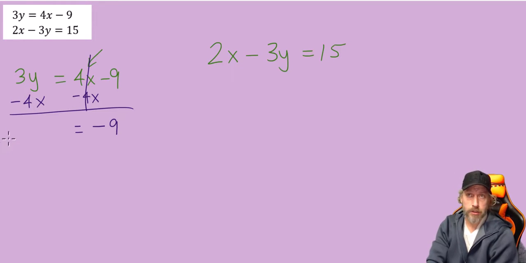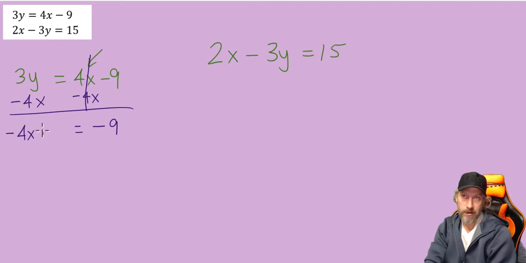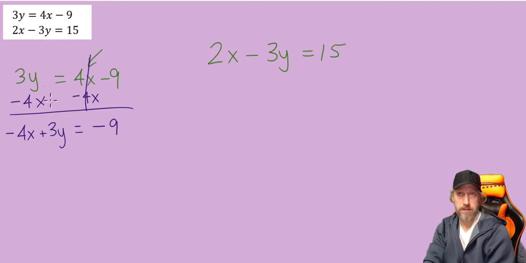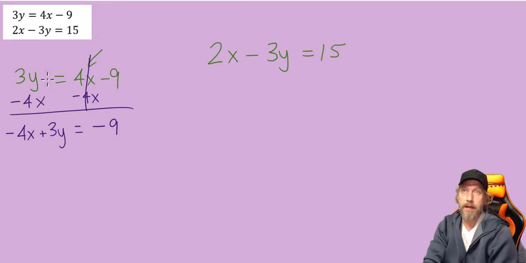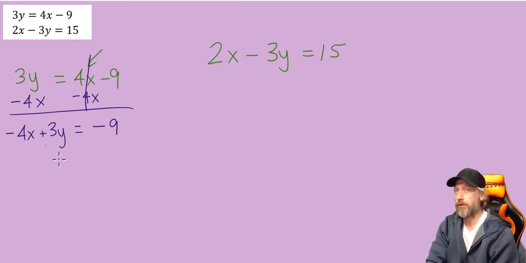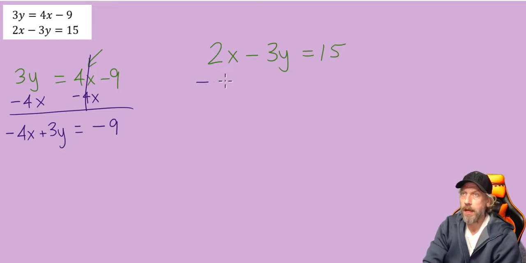And let's make sure that we write it with the x term first and that we are very cautious about our signs. So that 4x is really a negative 4x. It was subtracted from both sides, so that makes it negative 4x. And the 3y was positive, so negative 4x plus 3y. So we had a little rearranging that we had to do, but now we are in a good spot.